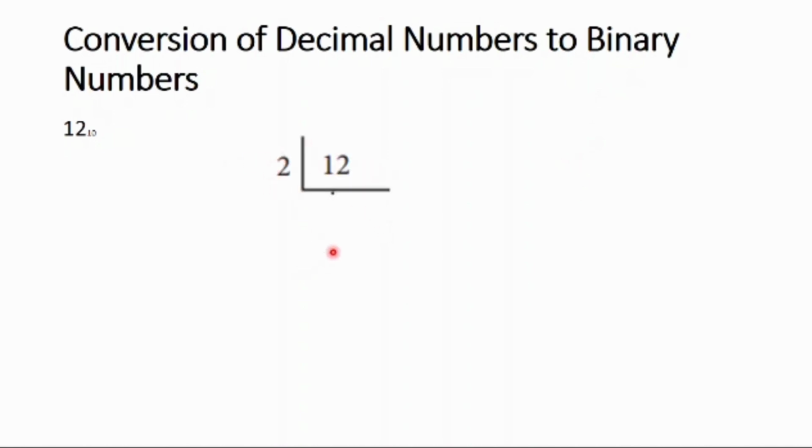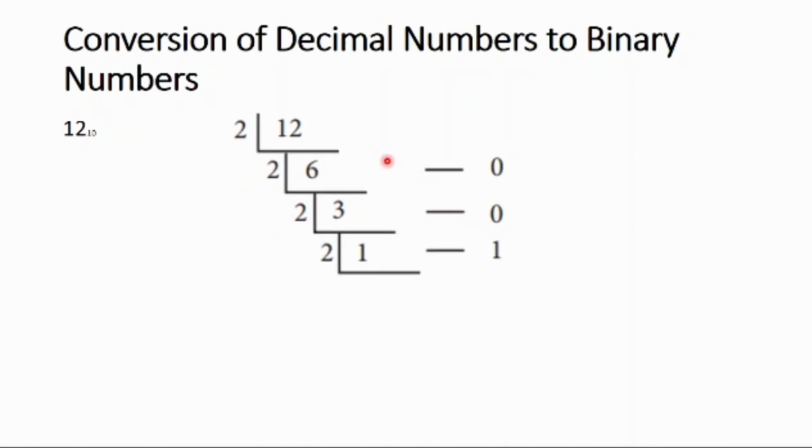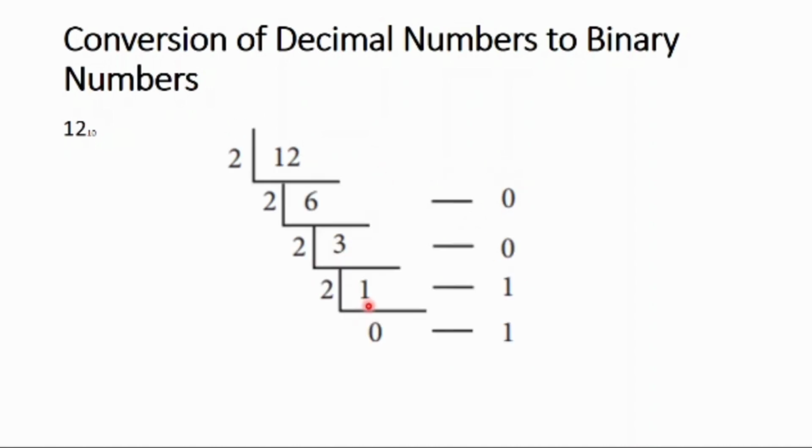So 12 divided by 2, it would result in 6 and the remainder 0. 6 divided by 2, 3, remainder 0. When 3 is divided by 2, it would result in 1 and then the remainder would be 1. We use short division, then divide 1 by 2. It would result in 0 and remainder 1. So until you get 0, you have to divide by 2. Why 2? Because you're converting decimal to binary. When you're converting decimal to binary, you have to divide by 2 until you get 0.